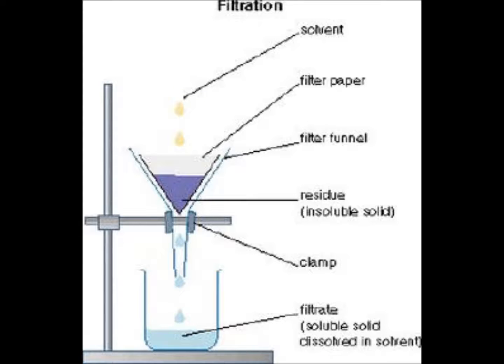Filtration. This method can be used to separate an insoluble solid from a liquid, that is a suspension, by using a filter paper and a filter funnel. The filter paper acts as a strainer in the laboratory and therefore separates the insoluble solid from the liquid. The liquid that passed through the filter paper is called the filtrate, and the solid left on the filter paper is called the residue.